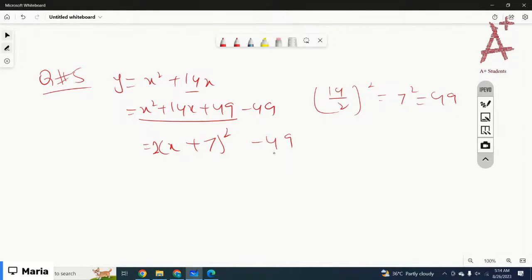You can see here the coefficient is positive, right? That means a is greater than 0. So the y coordinate of the vertex is the minimum value. The minimum value is negative 49, right?